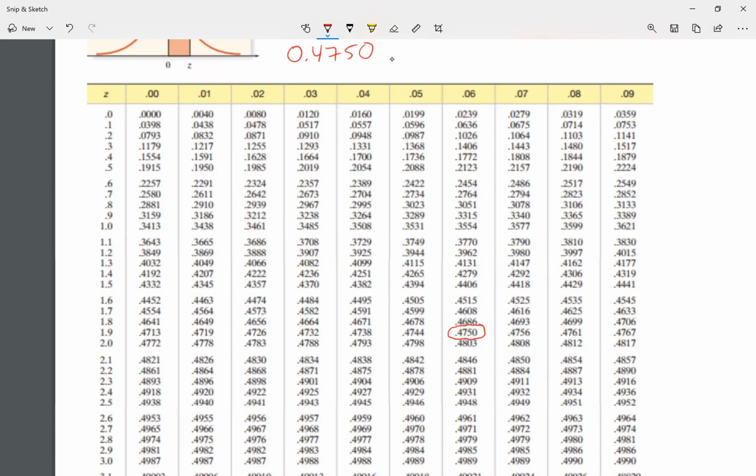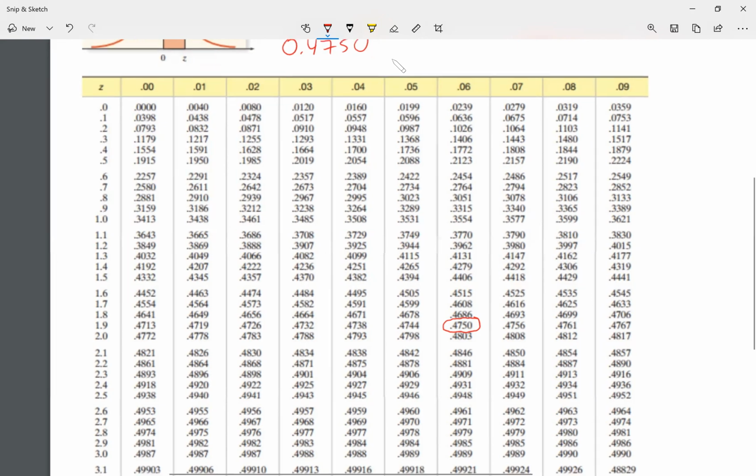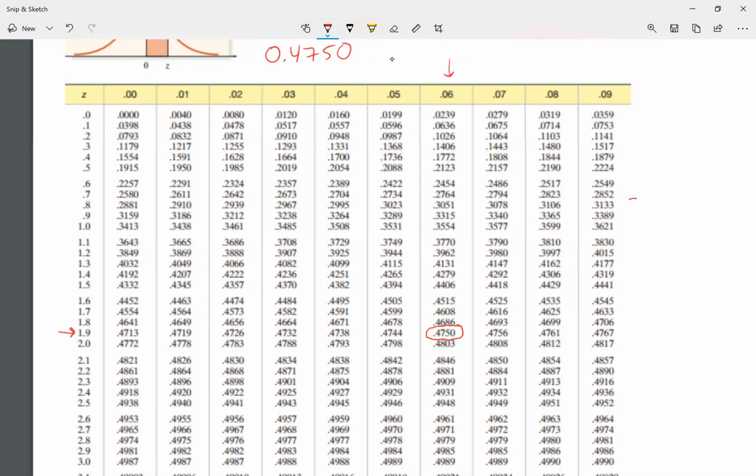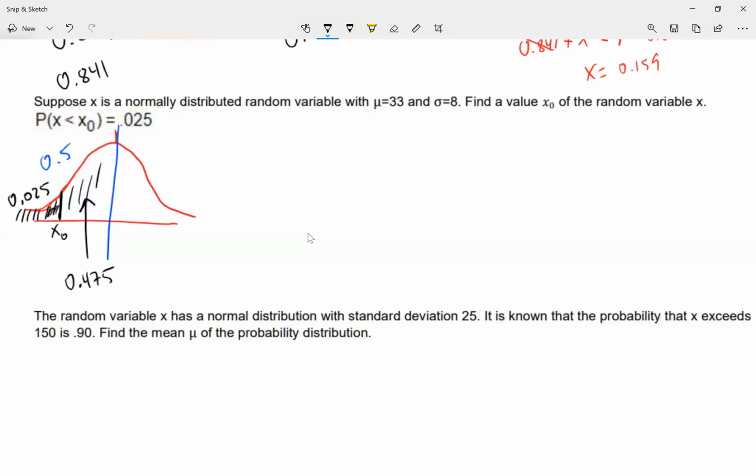What's my Z-score? Well, here on the left, I see 1.9. Here on the top, I see 0.06. So that means my Z-score is 1.96. Okay. Let me come back here. So remember, I need my Z-score to be 1.96.